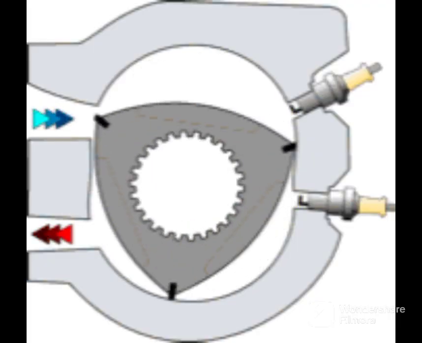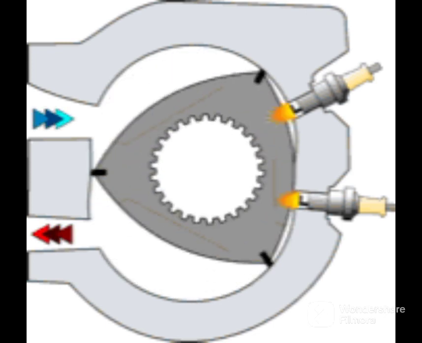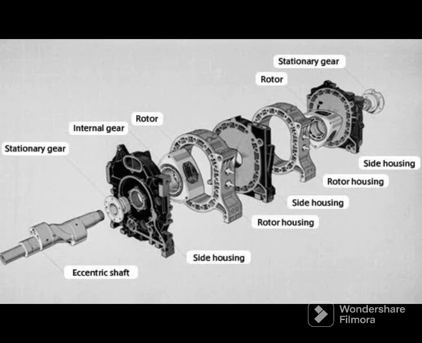The rotary engine is known for its high power-to-weight ratio and smooth operation, but it also has some drawbacks, including lower fuel efficiency and higher emissions compared to traditional piston engines.